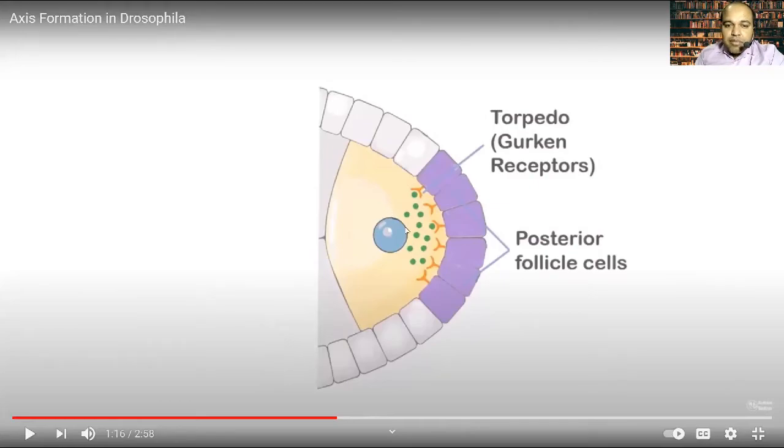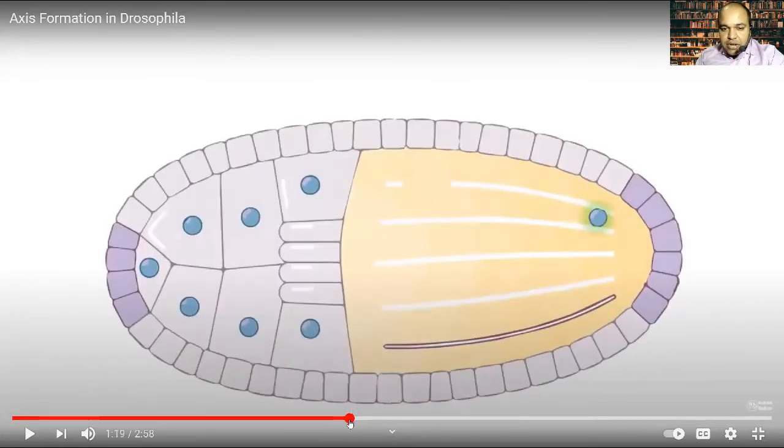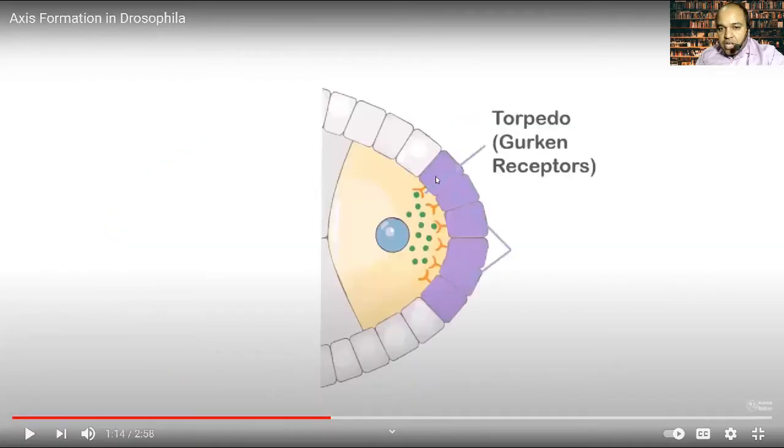And which is the signaling molecule that is present? The signaling molecule is referred to as the gurken protein, and the receptor is referred to as the torpedo receptor. Gurken protein binds to torpedo receptor and causes the differentiation of the cells to take place. Once the differentiation takes place, the posterior cells have been fully differentiated. So these are the cells that have become fully differentiated.